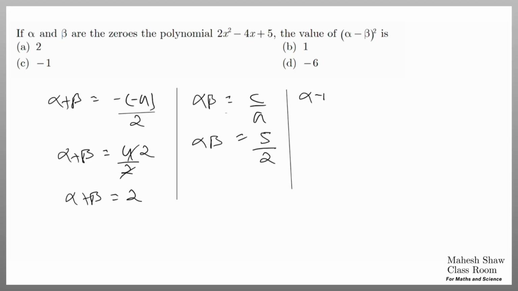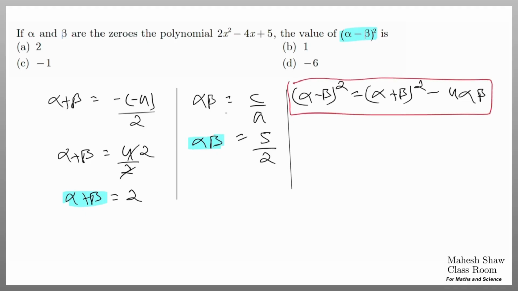Next, we'll write down the formula for obtaining (alpha minus beta) whole squared, and for that we will write it in terms of the sum and the product. So (alpha minus beta) whole squared can be written as (alpha plus beta) the whole squared minus 4 times alpha beta. This is the formula that you have to remember, the relation between (alpha minus beta) whole squared and (alpha plus beta) whole squared.